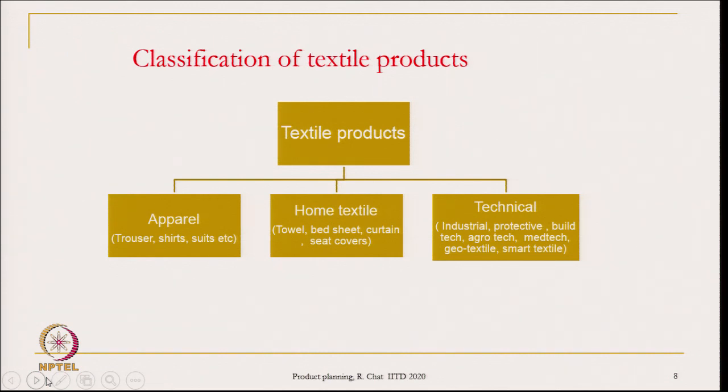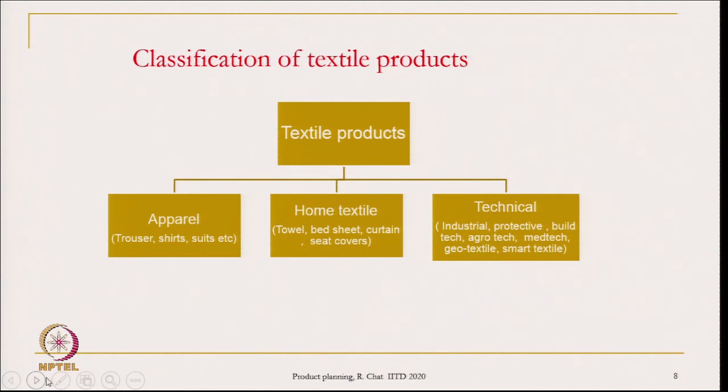Here we are trying to classify the textile products now. Textile products can be classified into 3 groups. One is apparel products, home textile products, and technical products. So, apparel products: trousers, shirts, suits, and all other things that you use on a daily basis, these are existing with us for a long time, the apparel products.